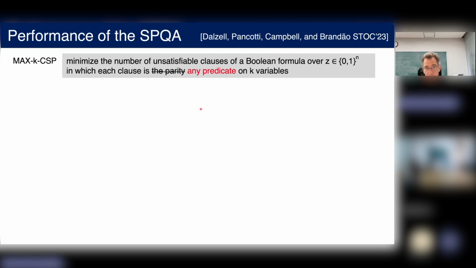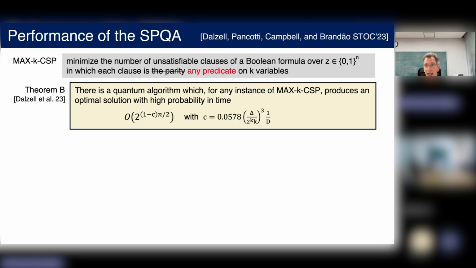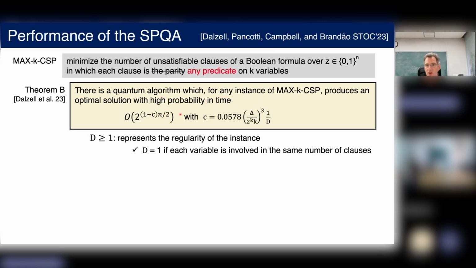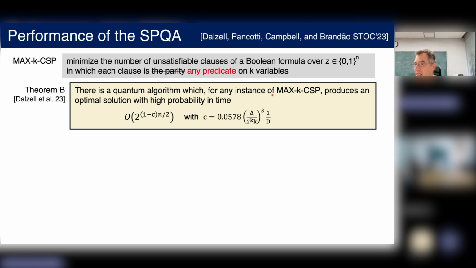And the problem for which it's possible is actually even broader than the problem considered in the previous slide. This time, we don't need to restrict clauses to parity. You can have any predicate on k variables. So it's even more general than the problem we discussed in the previous slide. And here is the main result that I call Theorem B. Theorem A was the theorem in the previous slide. There is a quantum algorithm that works for any instance of this very general problem, and that produces an optimal solution with high probability in this time. And the point here is that you don't have any condition anymore.